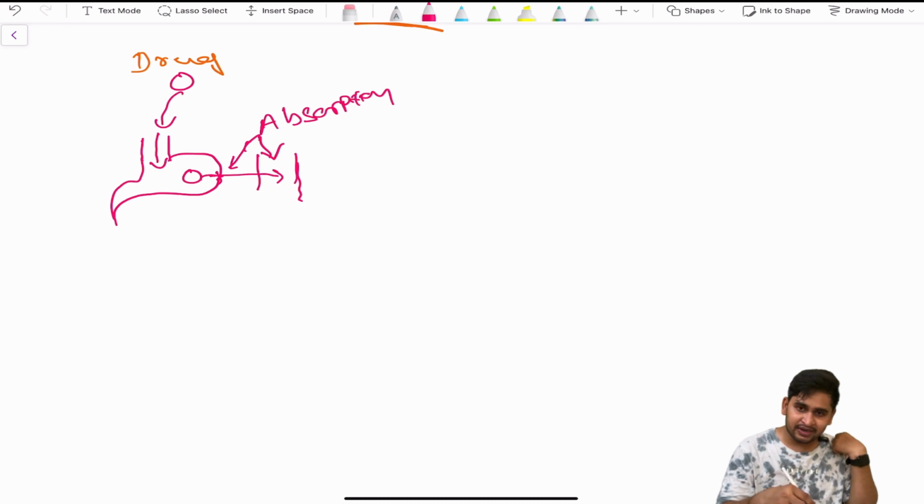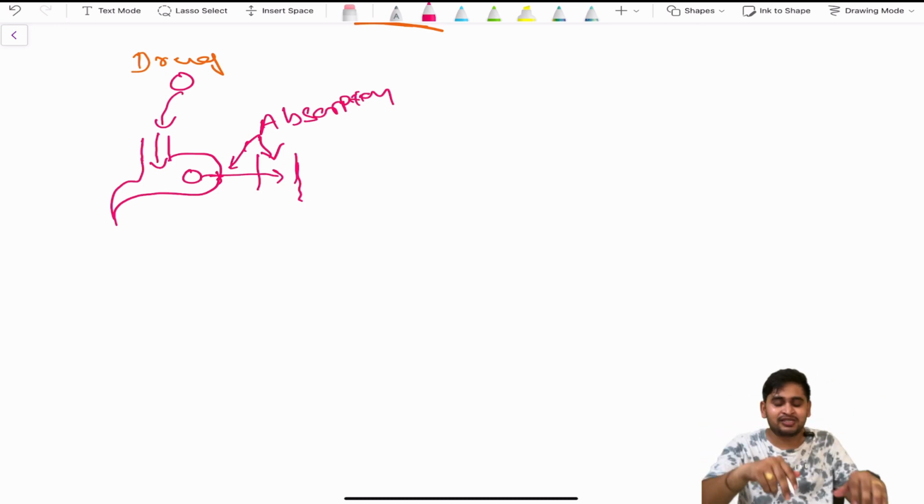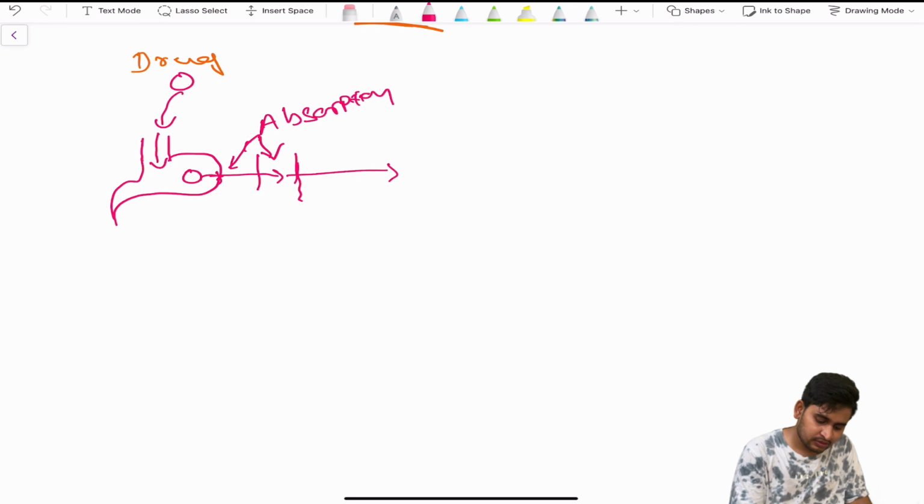Now this absorbed drug gets distributed into the various tissues. It may be into the heart, it may be into the liver, clear?